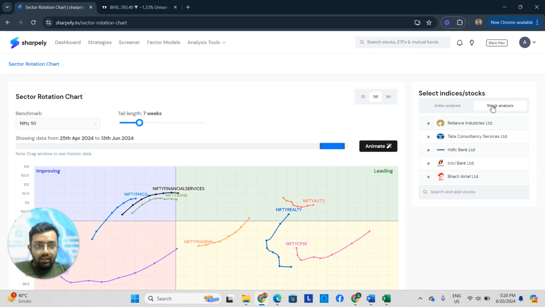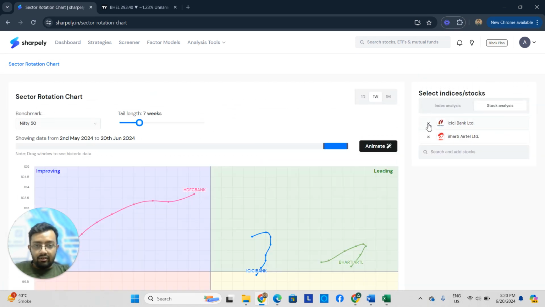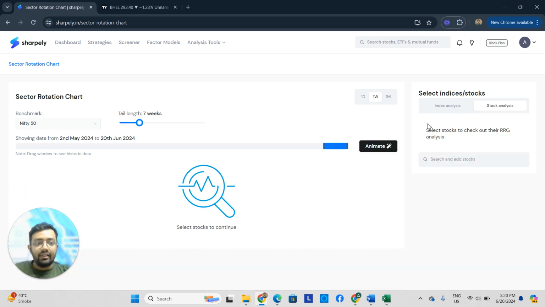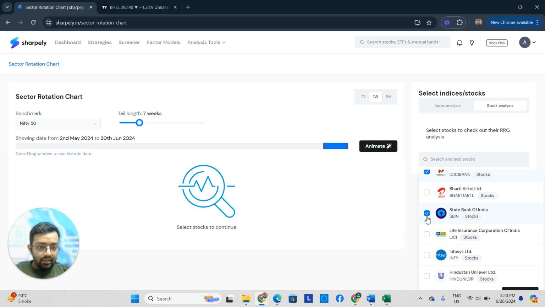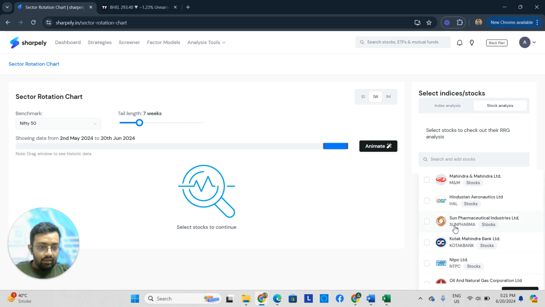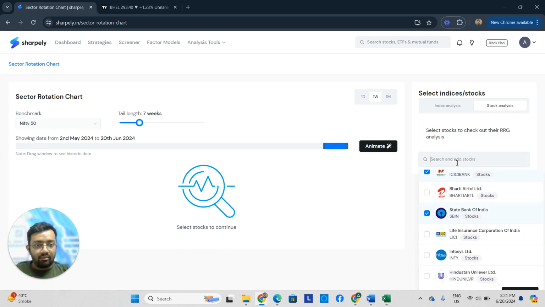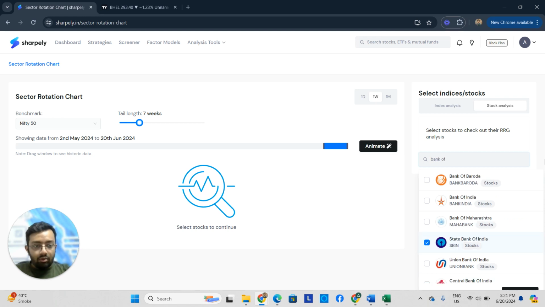So I'll go to stock analysis, and right now we have some default stocks. We have identified that banking sector is gaining strength, right? So now let's add banking stocks. We will add HDFC, ICICI, State Bank of India, then we can add Axis Bank, right, and we can also add other banks by searching as well. I'll add Kotak Mahindra Bank, I'll add Bank of Baroda, right? Which other bank? Canara Bank we can add.